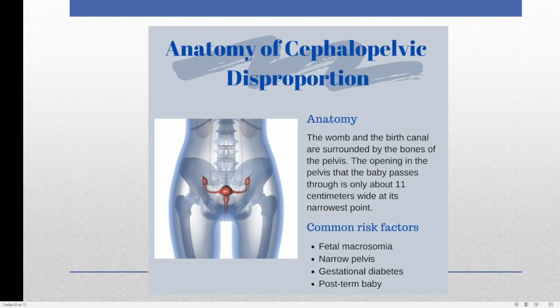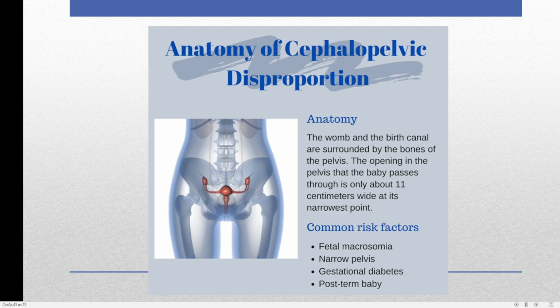Anatomy of cephalopelvic disproportion. The womb and the birth canal are surrounded by the bones of the pelvis. The opening in the pelvis that the baby passes through is only about 11 centimeters wide at its narrowest point.